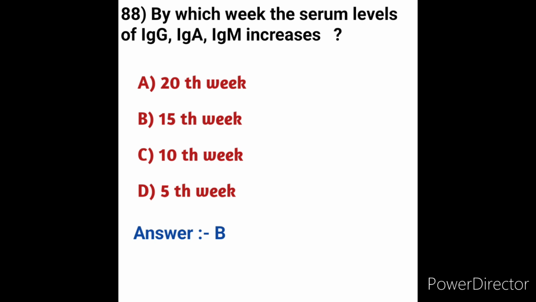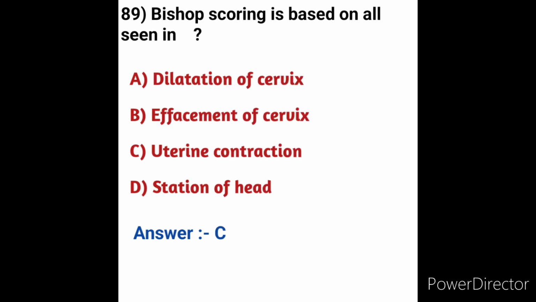Next, move on to question number 89. Bishop scoring is based on all seen in options. Option A, dilatation of cervix. Option B, effacement of cervix. Option C, uterine contractions. Option D, station of head. Here, what is Bishop score? Bishop score is a calculation used to predict how close the patient is to labor. Here, option C is the correct answer, uterine contraction.